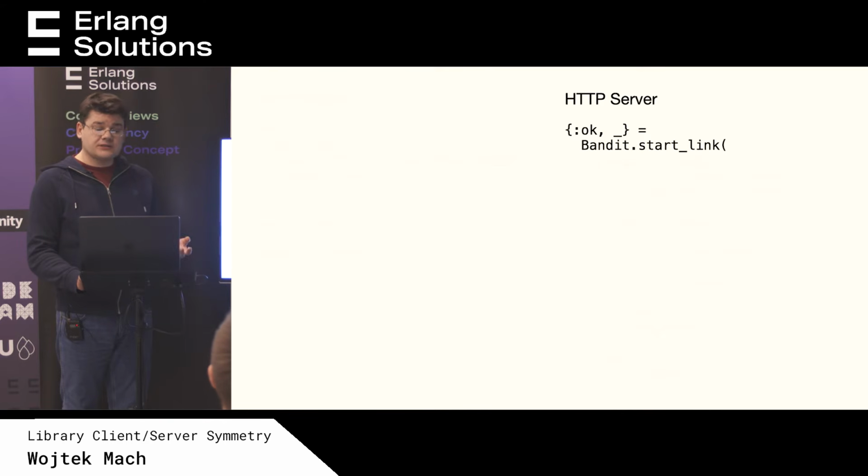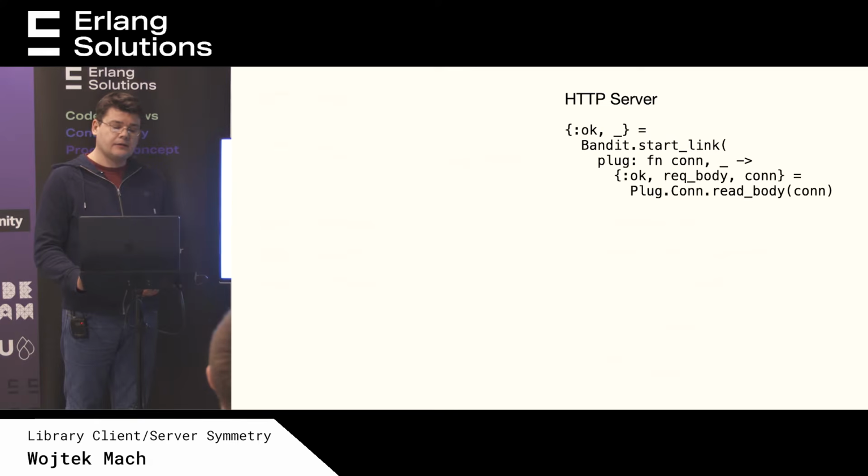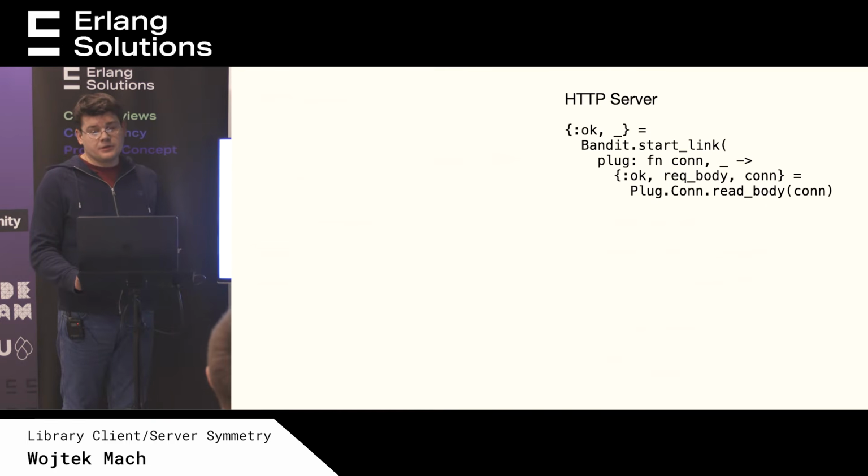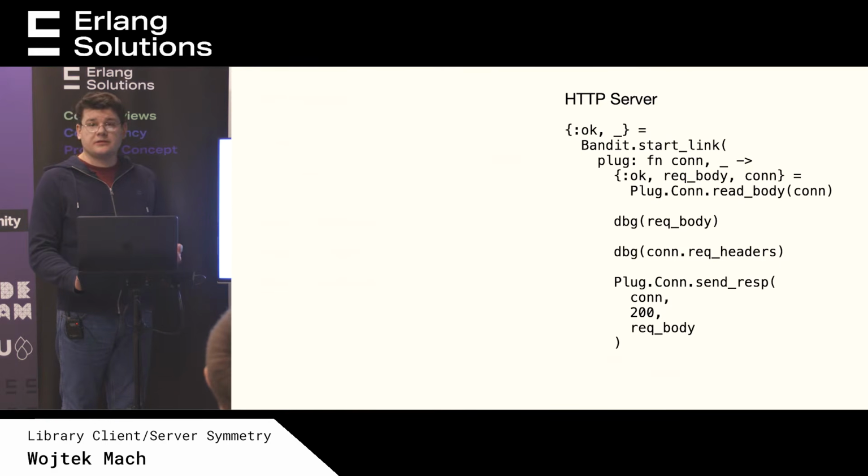And then on the right side, we have the HTTP server. Here it's Bandit, and it uses the Plug API. And here, again, we are going to have this echo server. So we read the request body, and then we print it, and we print the request headers, and then we send the response back to the client.